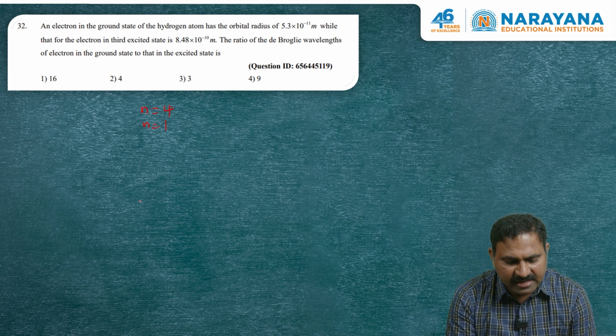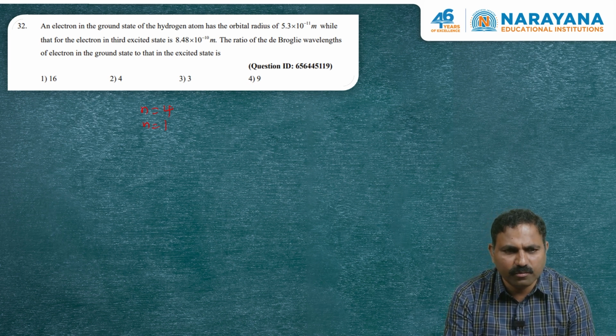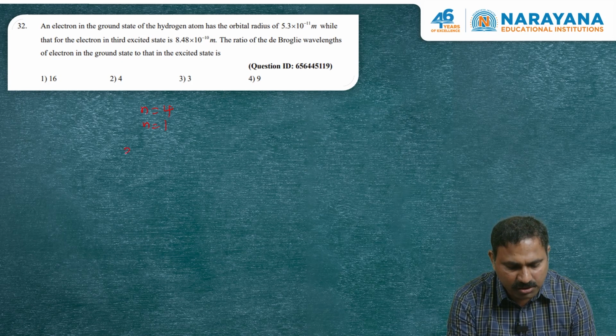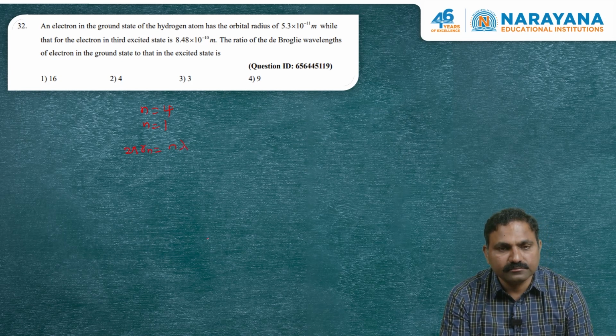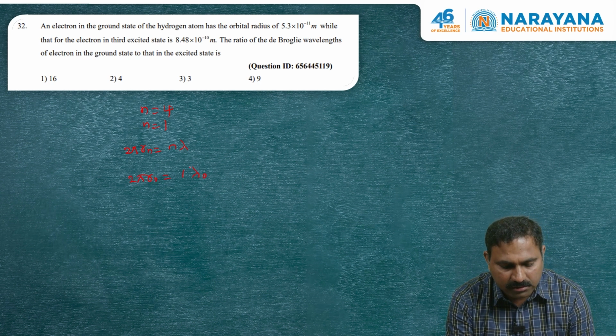So, we know that relation between de Broglie wavelength and total length of the path followed by the electron in a particular state as 2 pi r n equal to n lambda. So, in this case for ground state 2 pi r naught equal to 1 lambda naught.